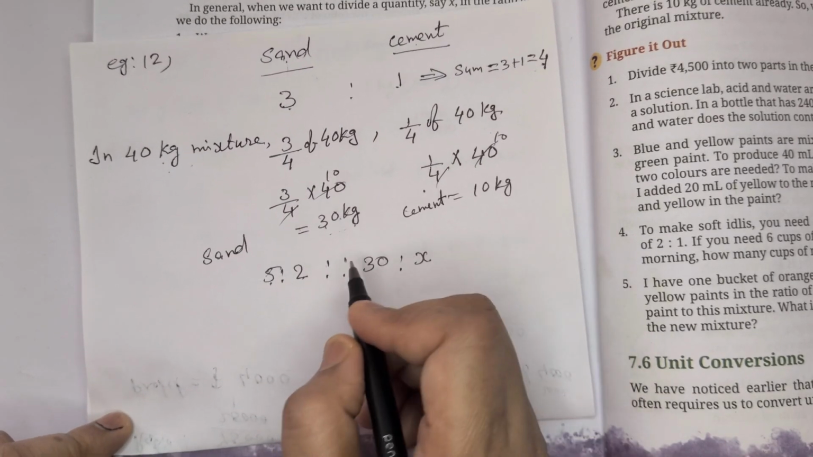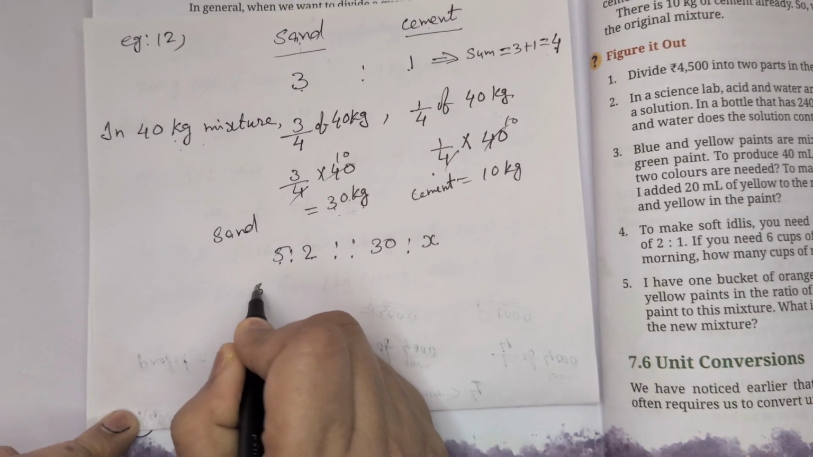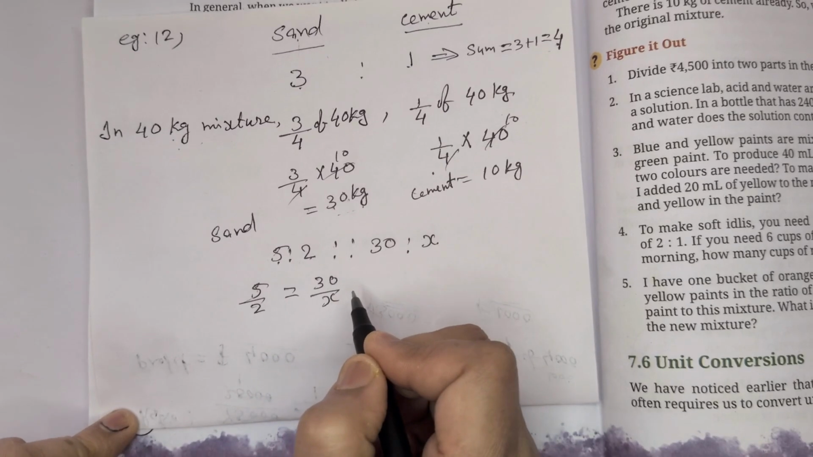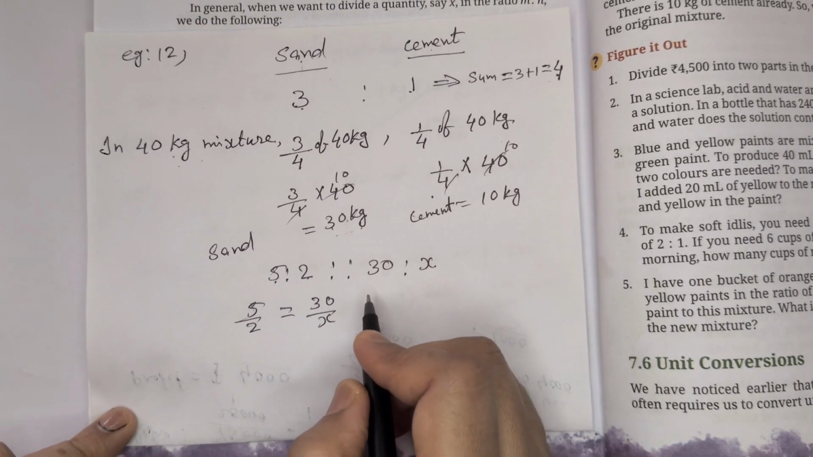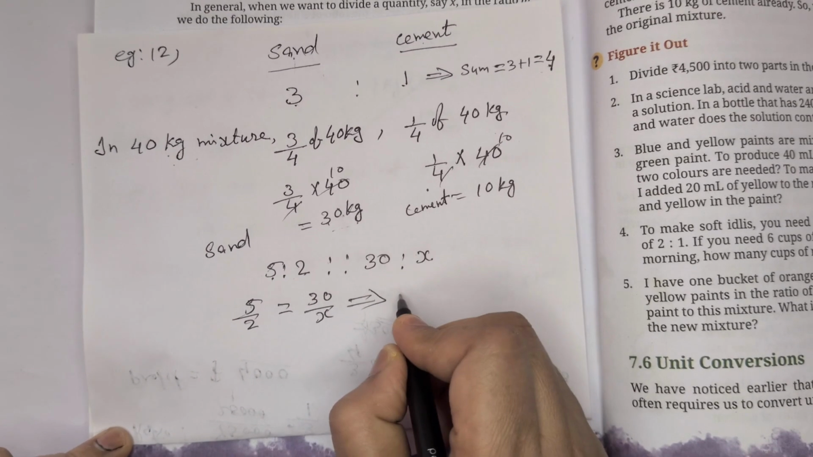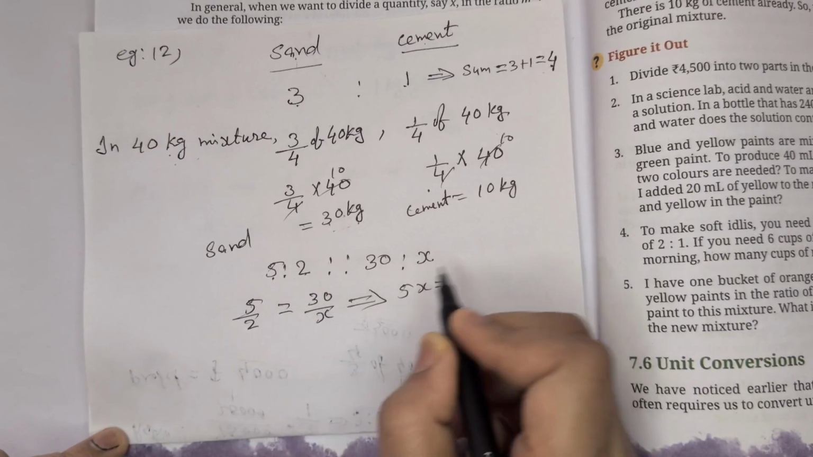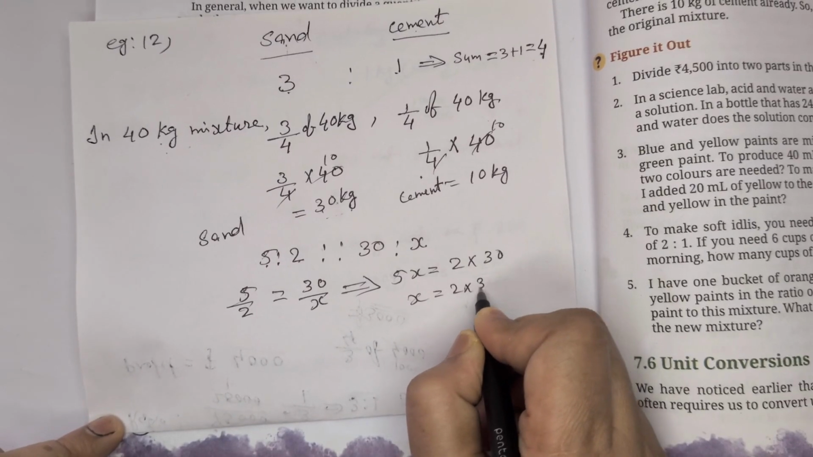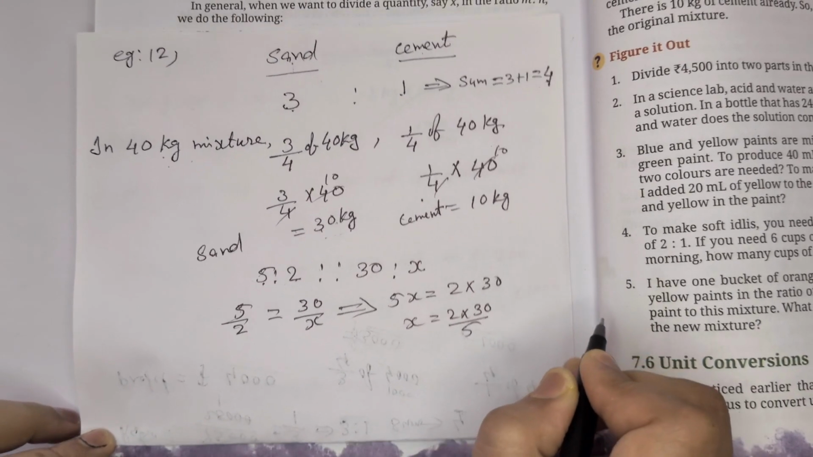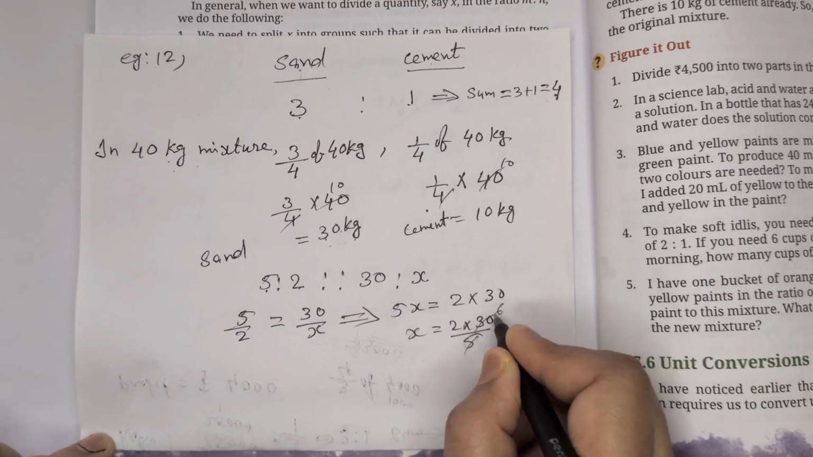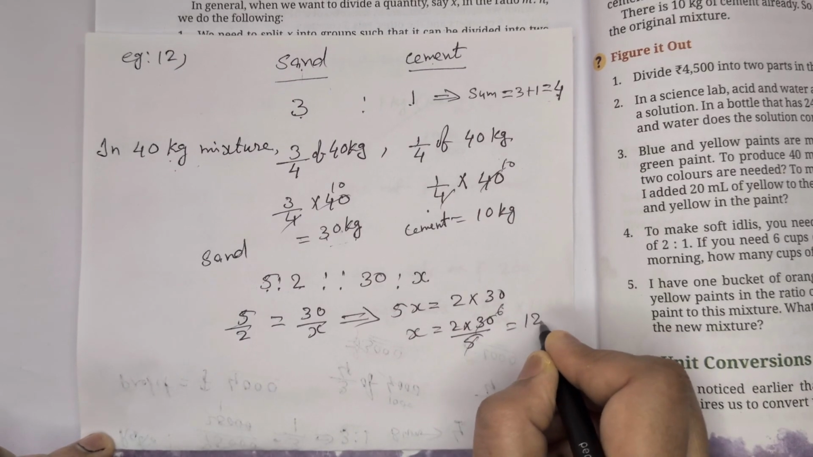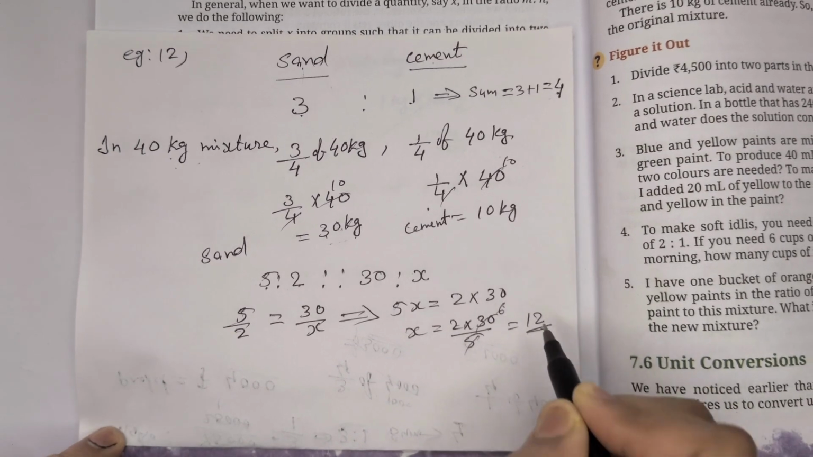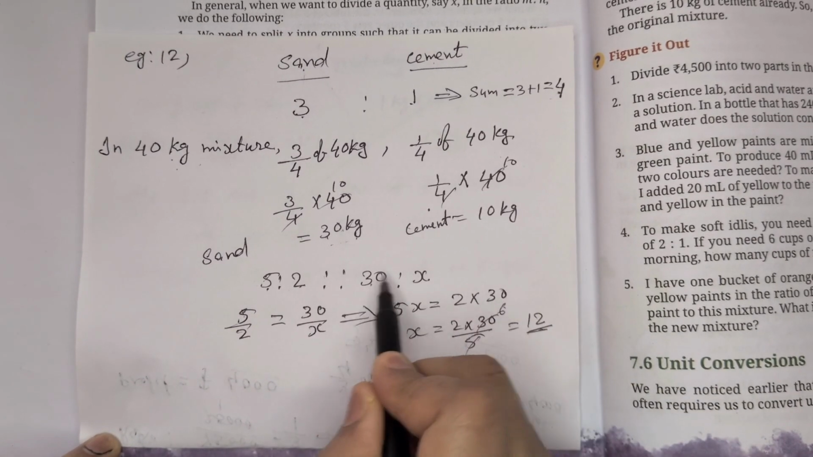Quantity of cement to be x. And this we can write in fraction form. 5/2 is equal to 30 by x. Cross multiply. Here we will get 5 into x, 5x is equal to 2 into 30. From that x is equal to 2 into 30 divided by 5. When we are dividing by 5, here 6. So 2 into 6, 12 kg cement is supposed to be there with this mixture.